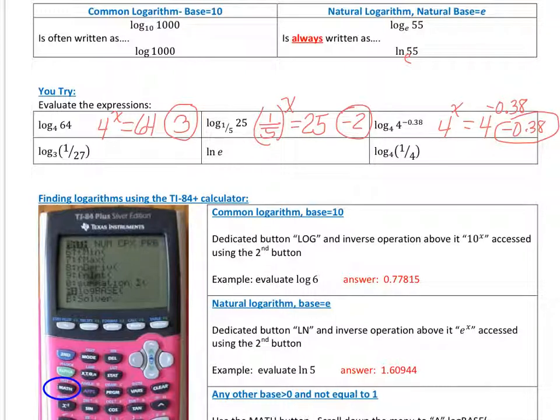Okay, log base 3 of 1/27. So we have a base of 3. We're looking for what is that exponent that is going to yield 1/27. And of course, easy to see that that exponent is -3.